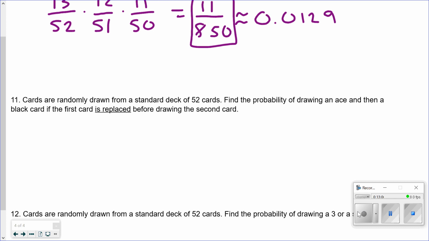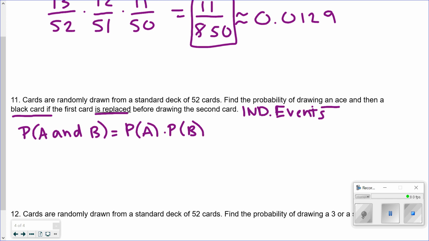Question 11, cards are randomly drawn from a standard deck of 52 cards. Find the probability of drawing an ace and then a black card if the first card is replaced before drawing the second card. So there's a lot going on here. So first we see that it is replaced. So since we do put the card back into the deck, we now have independent events.